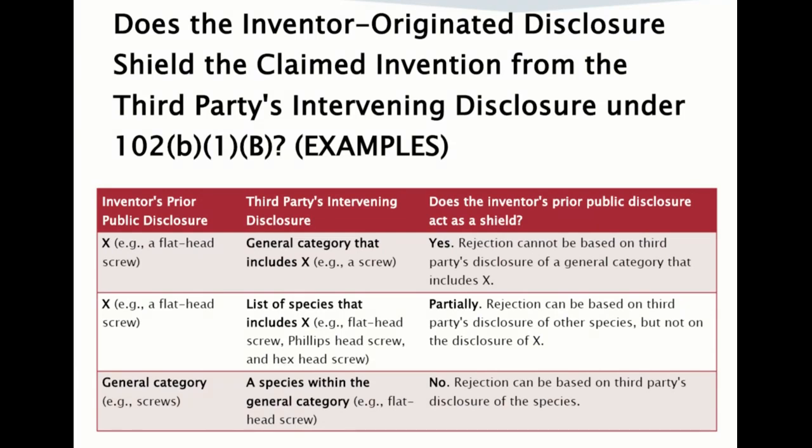At the bottom of the slide, we see an example in which the third party has disclosed a flathead screw, while the inventor had previously disclosed only the general category of screws. Because the inventor had not previously disclosed flathead screws, either inherently or explicitly, the shield does not apply. If applicable, an examiner could use the third party's disclosure of flathead screws as prior art against the claimed invention.